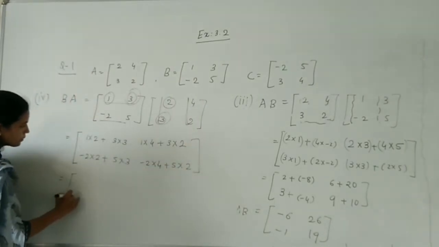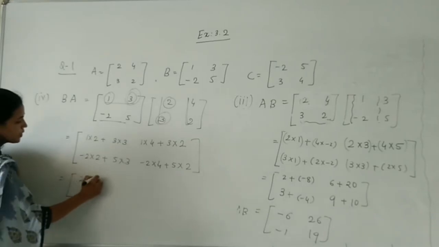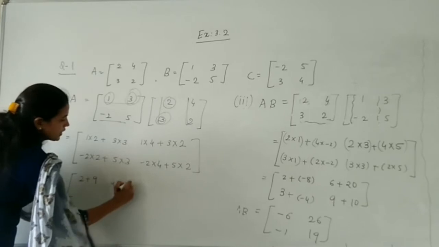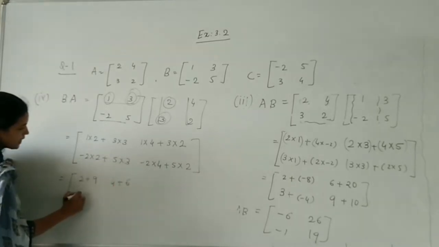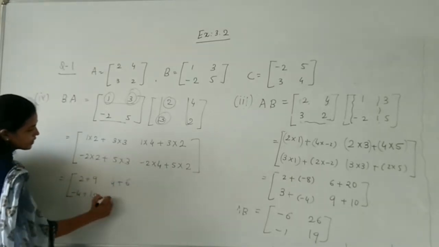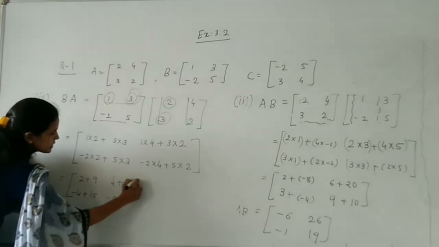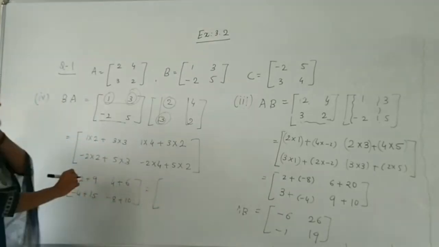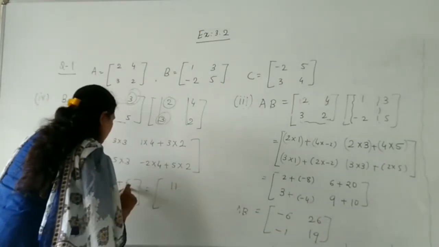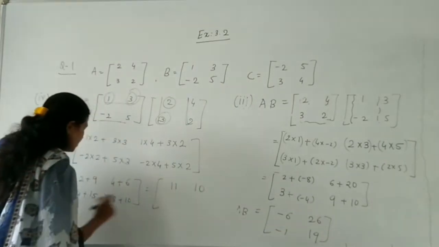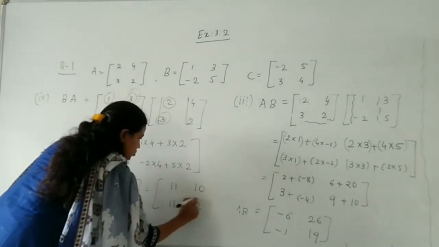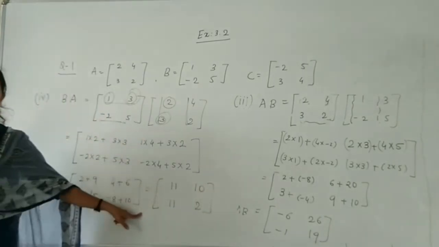So now when we multiply we get 2 plus 3 3s are 9. 4 1s are 4 plus 3 2s are 6. Minus 4 plus 15. Minus 8 plus 10. So here we are getting 9 plus 2, that is 11. 4 plus 6, 10. 15 minus 4, that is 11. And 10 minus 8, so it is 2. So this is BA.